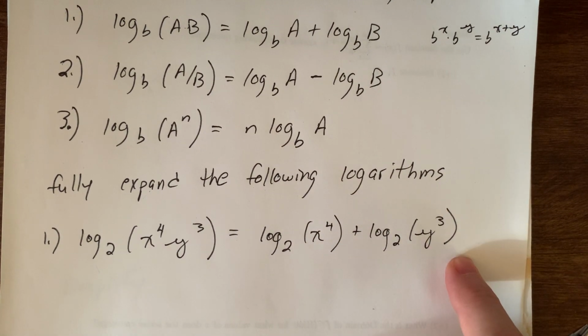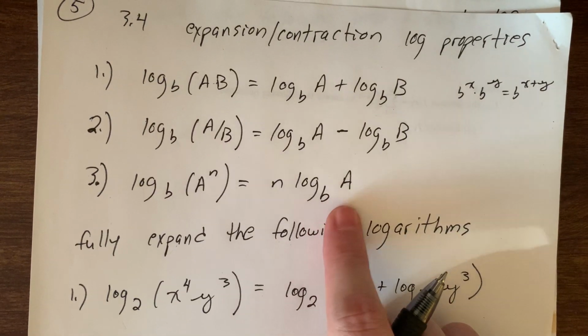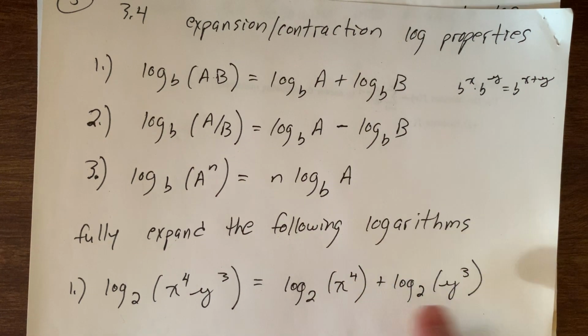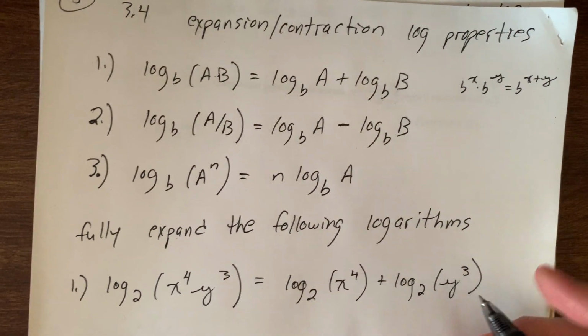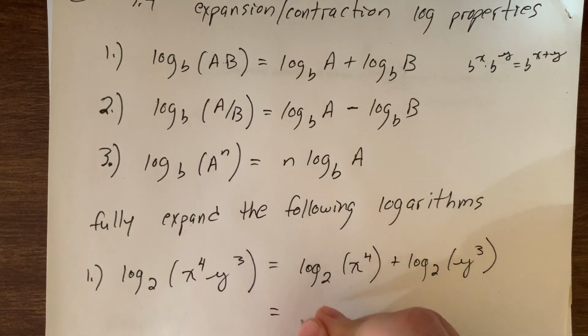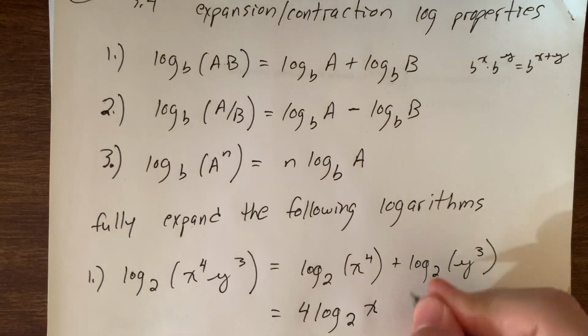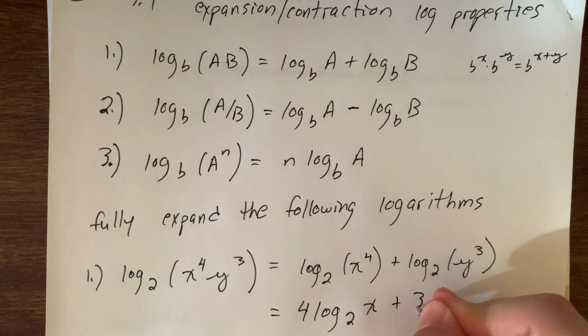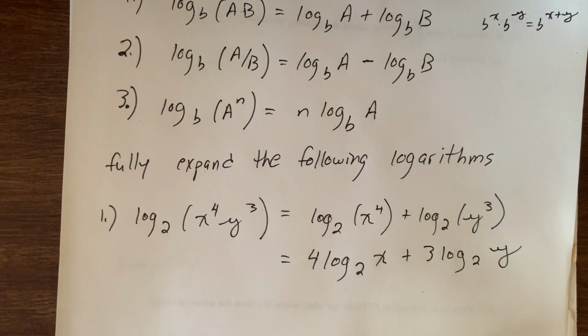We did some initial expansion, but now that we've done that initial expansion, now we get to use this third property in both of these. Because now that exponent is on everything that's inside. Same thing here. So this 4 out in front is a multiplier, 4 log base 2 of x. Same thing, 3 out in front, 3 log base 2 of y.